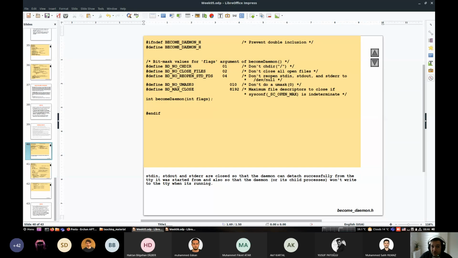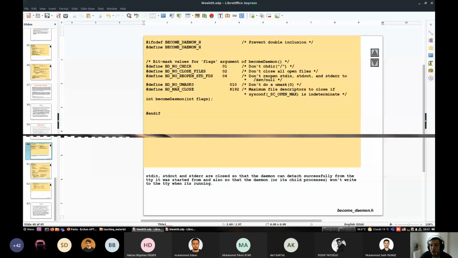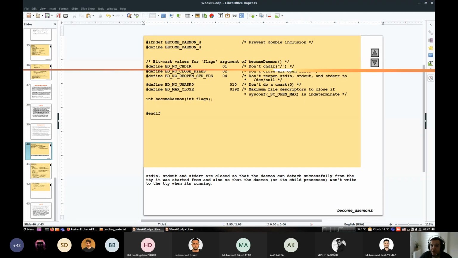Here we have the header constants for a standard daemon initiation. So bitmask values for certain flags. So whether it should change the current directory or not, whether it should close all the open files or not, whether it should reopen standard input, output, and standard error or not, whether it should use the UMask or not, etc. So these are the available flags, just in order to control our behavior. And of course, we have the become daemon function that will convert this process into a daemon process.